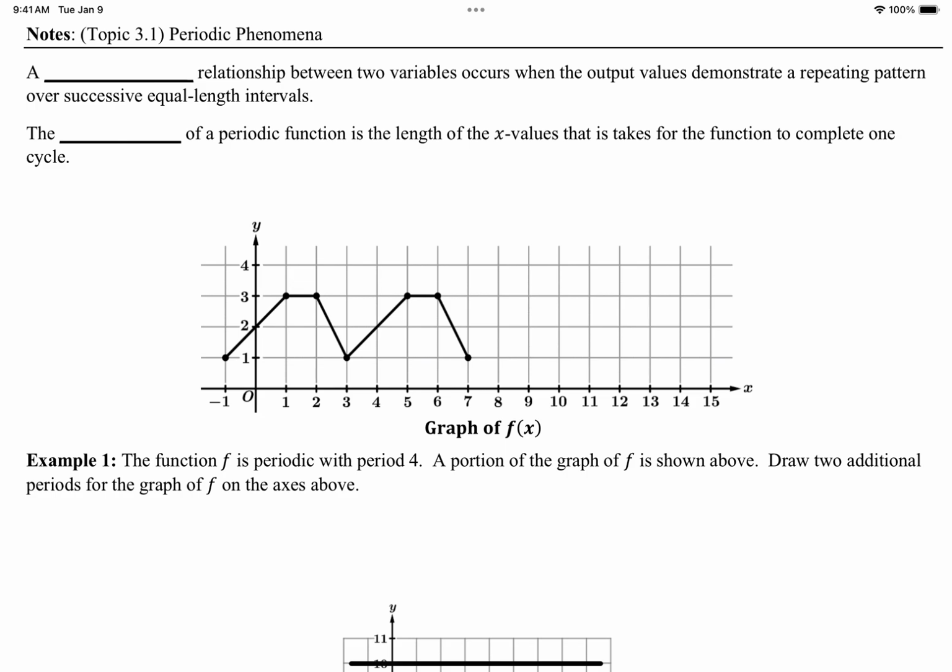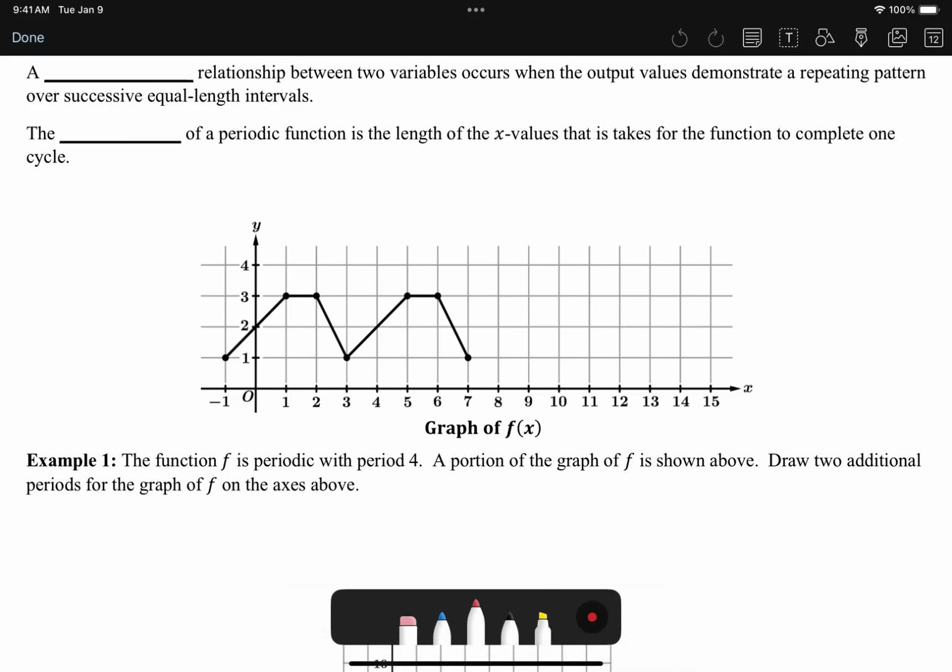A periodic relationship between two variables occurs when the output values demonstrate a repeating pattern over successive equal length intervals. So that's what we call a periodic relationship. The period of a periodic function is the length of the x values that it takes for the function to complete one cycle.